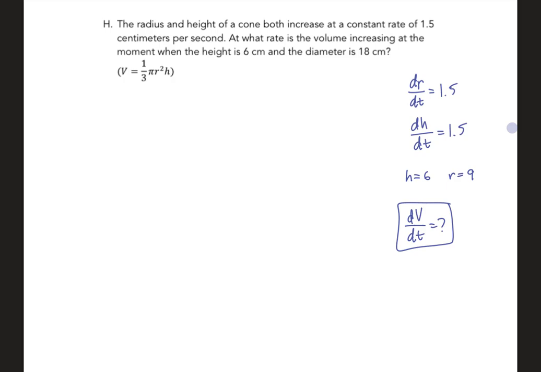I'm just going to take the derivative of this formula above. This is really pi over 3. I'm going to pull that out and then take the derivative of r squared h. So do the product rule. The derivative of r squared is 2r dr dt, times h, plus r squared times dh dt.